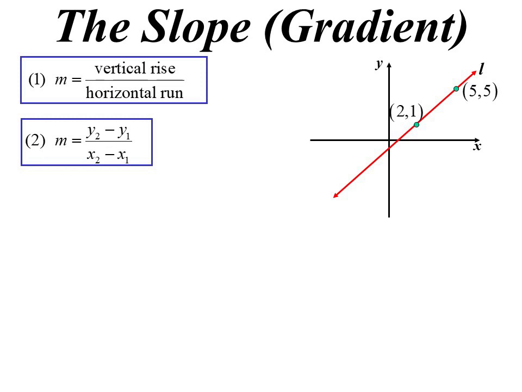And which one did I go first? I used the 5s. So I've got 5 minus 1 over 5 minus 2. We get a slope of 4/3. Then there is another way which is often forgotten. Here's another line, capital L.